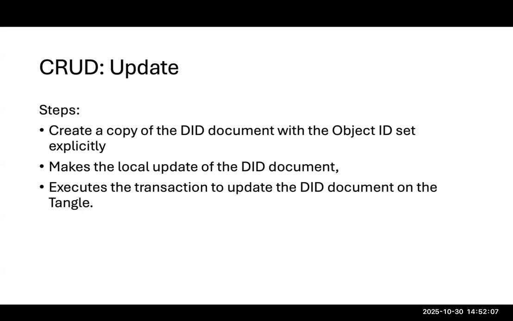So if you want to update, it's very simple. You create a new object ID, you update the document, you create a new object ID, and then you transact this update to the DLT. Very simple.